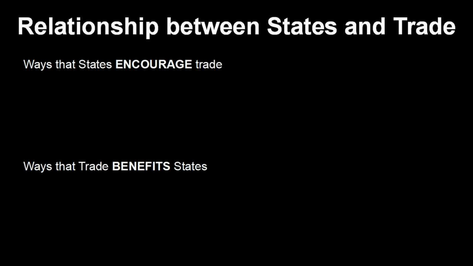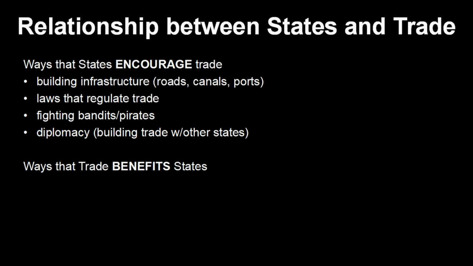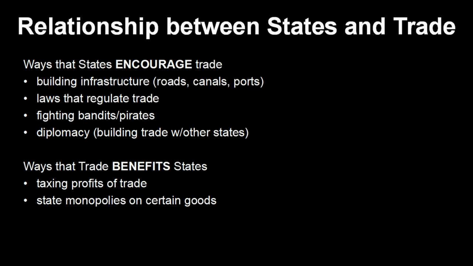You should remember that these states both encourage and benefit from trade. This is a causation relationship that goes both ways. They encourage trade by building infrastructure, roads, canals, ports, legal codes and punishments against bandits and pirates, and through diplomacy with other states to build trade relationships. They benefit from trade most directly by taxing the profits on it, or sometimes having state monopolies on certain goods. For example, like Mali has with gold, or China has with silk and iron.